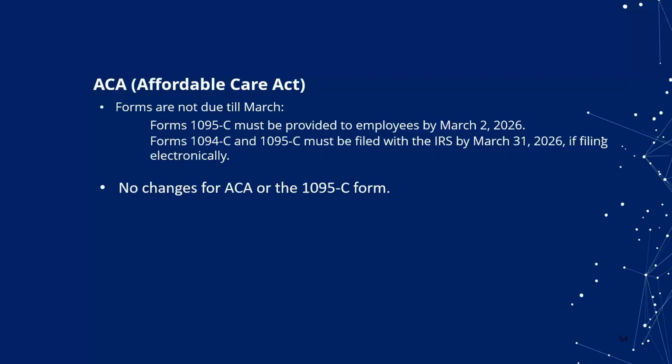So for the Affordable Care Act, the forms are not due until March. The 1095-C must be provided to employees by March 2nd, 2026. 1094-C and 1095-C must be filed with the IRS by March 31st of 2026 if filing electronically. And there are no changes for ACA or the 1095-C form.